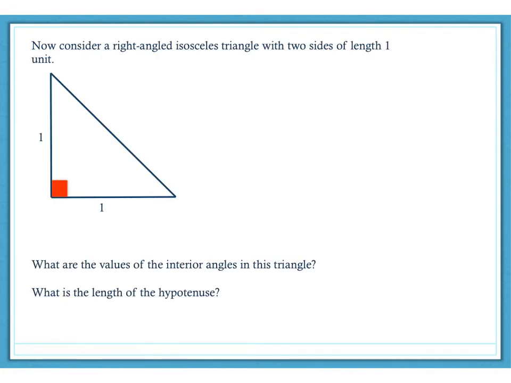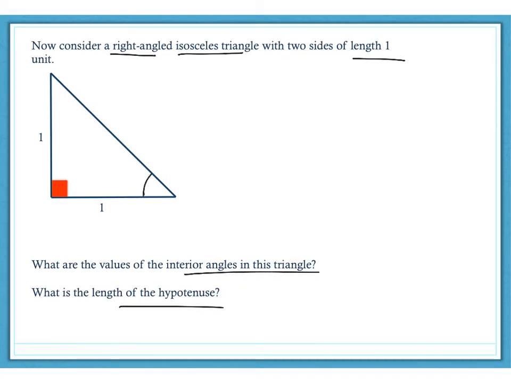So we now know the exact value for sine, cosine and tangent of 30 and 60 degrees. But there are some other angles that we are going to explore as well. We're going to have a look at a right-angled isosceles triangle with two sides of length 1 unit. Can we work out the values of the other interior angles in this triangle? And can we work out the length of the hypotenuse? The answer, of course, is yes, we can.